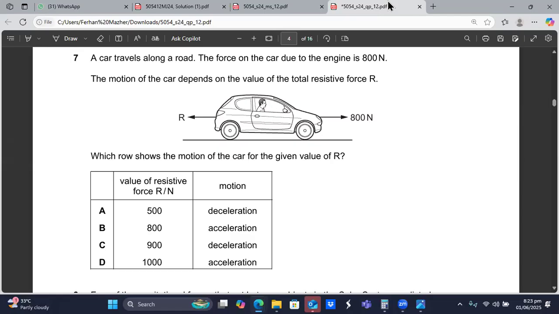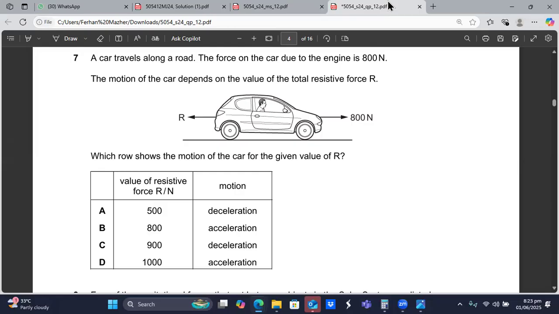If the forward force is 800 and the resistive force is 500, then you will have a resultant force in the forward direction of 300 Newton. I'm subtracting the forward force minus the resistive force. Because the resultant force will be in the forward direction, the car must be accelerating. In option B, the forward force is 800 Newton, the resistive force is 800 Newton. When you subtract them, you get zero resultant force. When the resultant force is zero, the acceleration must be zero. It should be moving with a constant velocity.